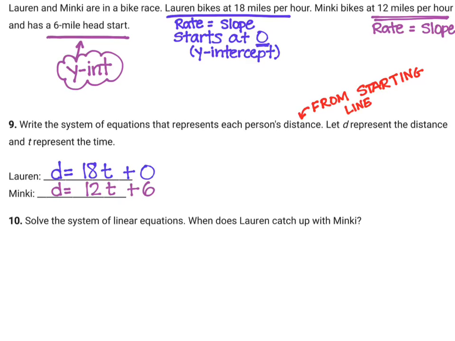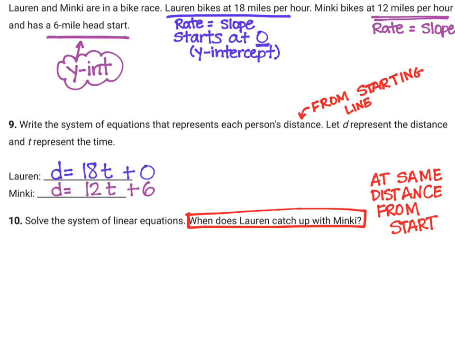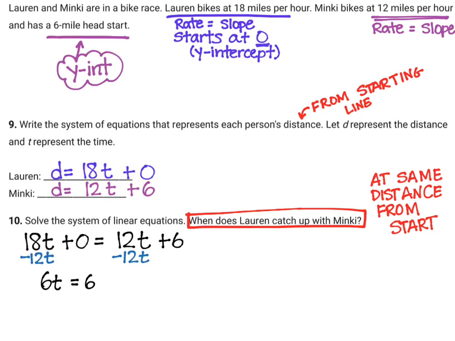So solving the linear equation, meaning when does Lauren catch up with Minky, is asking when will they be the same distance from the starting line? Since they both equal the same D, which stands for distance from starting line, I can just set their two equations equal to each other. They're two expressions, I should say. They're equivalent expressions. We're going to solve by subtracting 12t from both sides. Divide by 6, and we get that t equals 1.